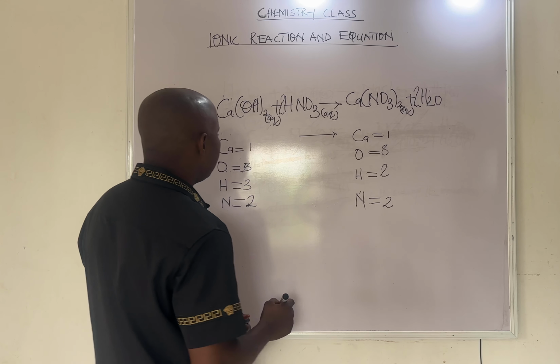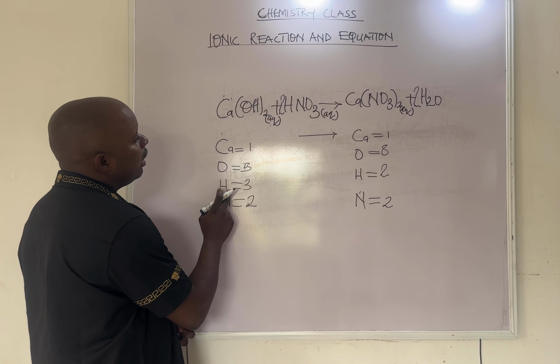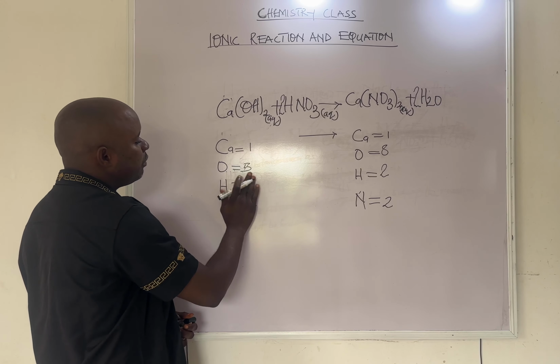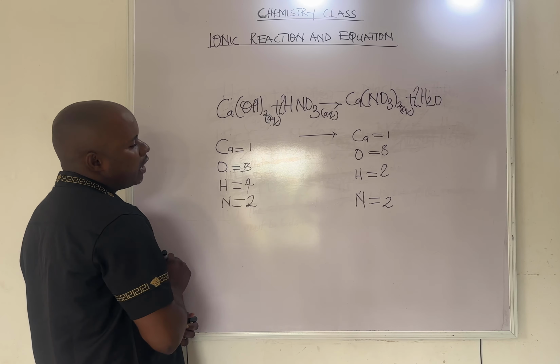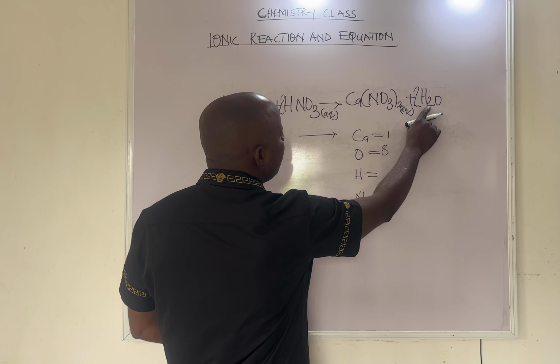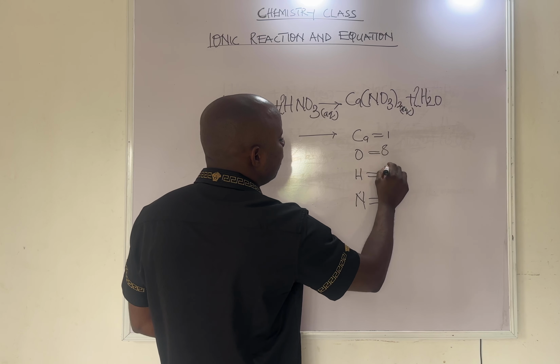Oxygen is balanced as well. For hydrogen, we have 3 here, 2 here plus 2 here, so 4 hydrogen. How many hydrogen do we have here? We have 2 times 2, which is 4. Okay, we have 4 hydrogen here.